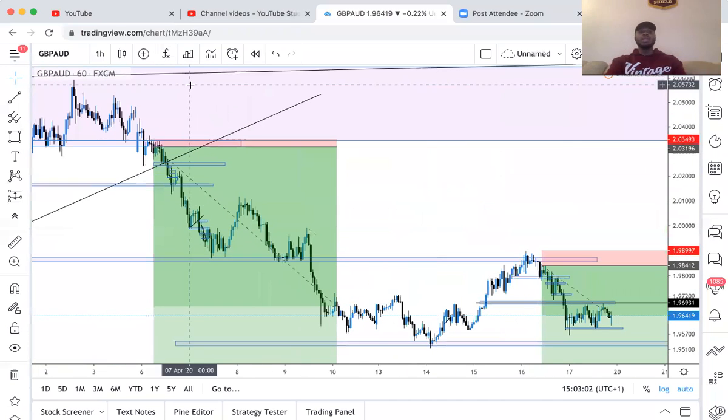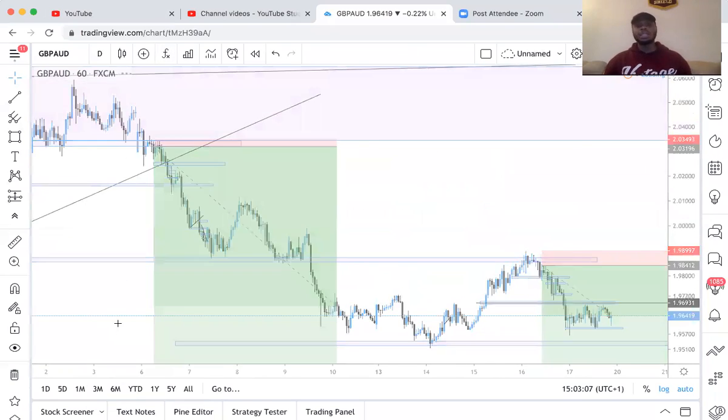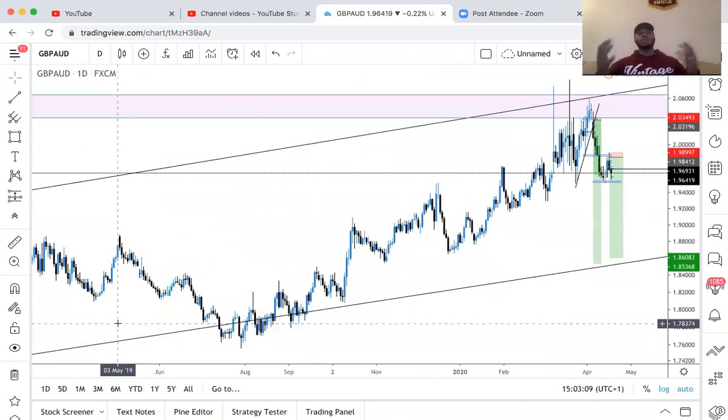So GBPAUD is going to be one of those trades that we focus on, because for me, I like to just pick a pair. I like to pick a few pairs and focus on it. And even if I focus on that pair for a week or 2 or 3 weeks, then that's the pair that I've chosen. Why? Because I see lots of potential in it.